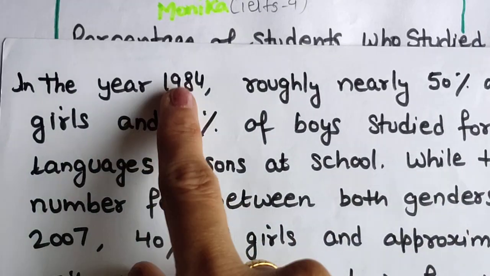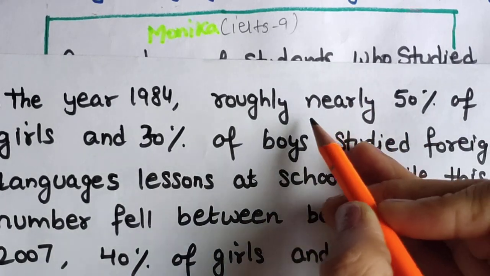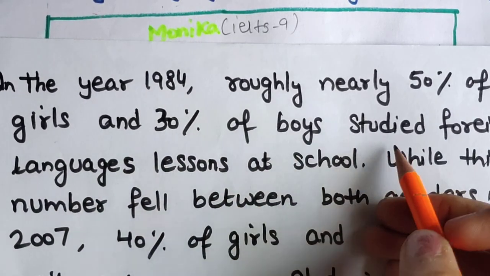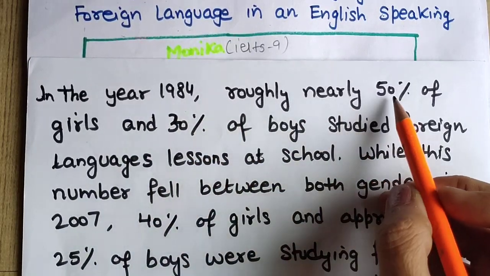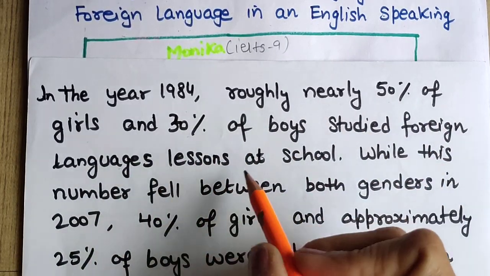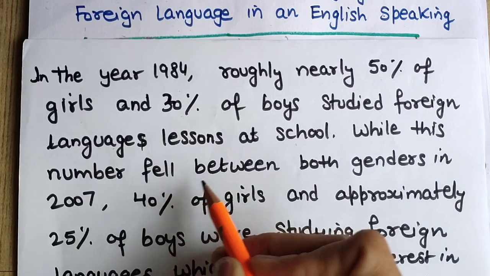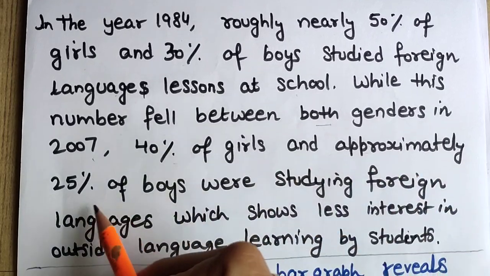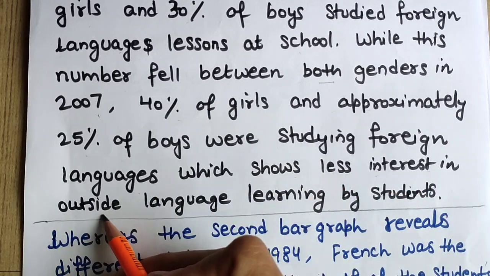So in the year 1984, roughly nearly 50% of girls and 30% of boys studied foreign languages lessons at school, while this number fell between both the genders in 2007. 40% of girls and approximately 25% of boys were studying foreign languages, which shows less interest in outside language learning by students.